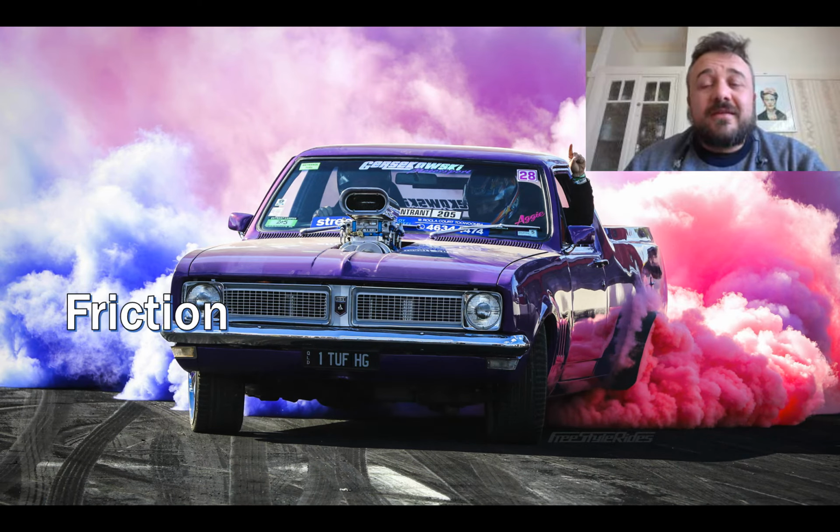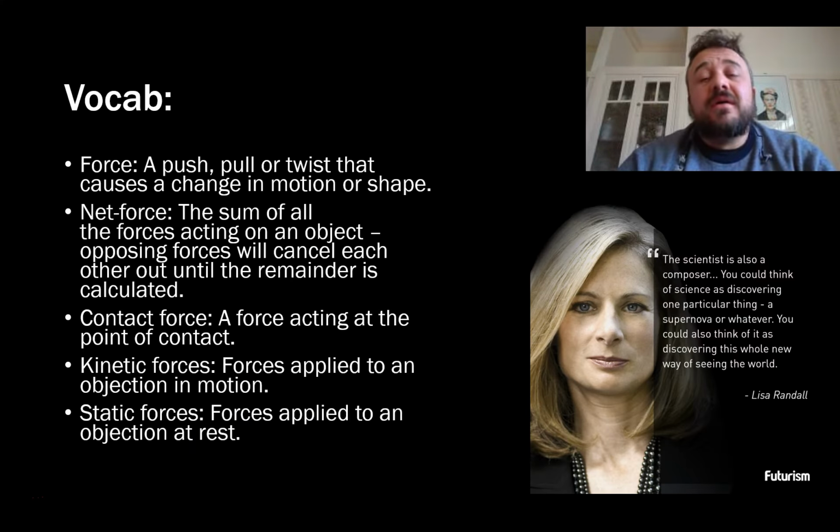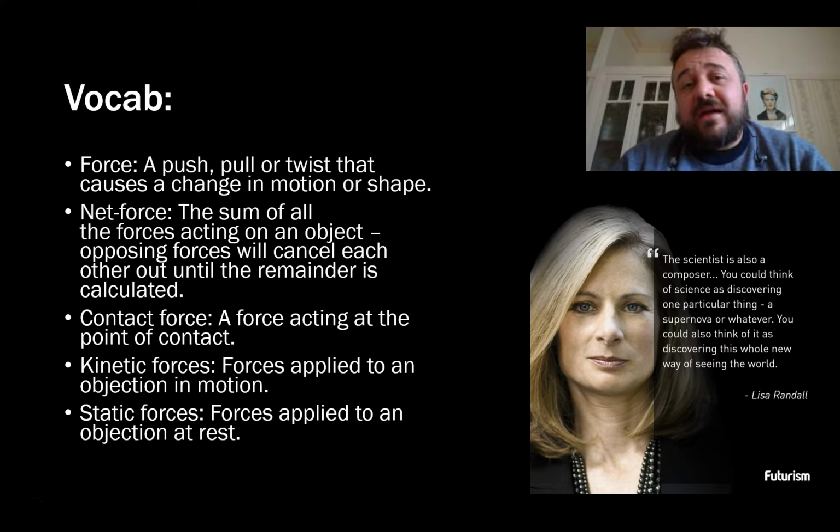All right, nerds. So let's talk about friction. By the end of this lesson, what we want to be able to do is understand the action of friction on an object. How is friction involved in motion or preventing motion? So this is our vocabulary, and we want to be able to pause the video now and scribble this down so we've got it to refer back to as we continue on through the lesson.